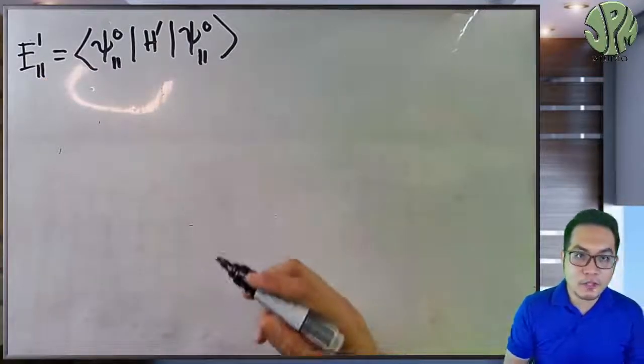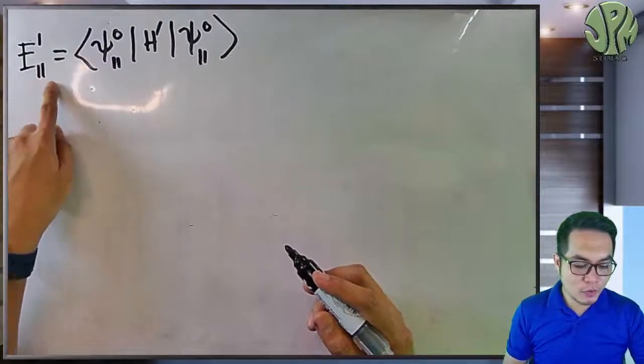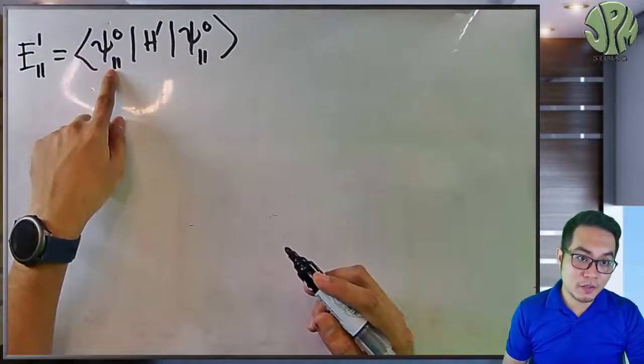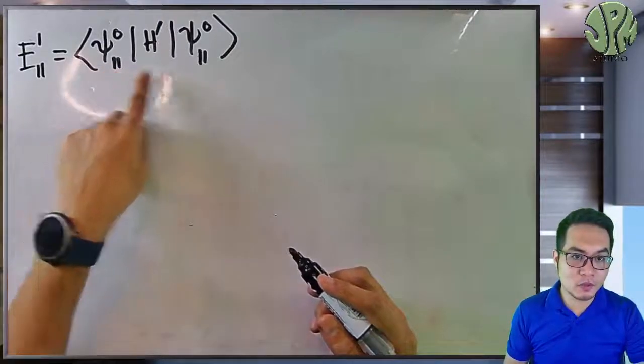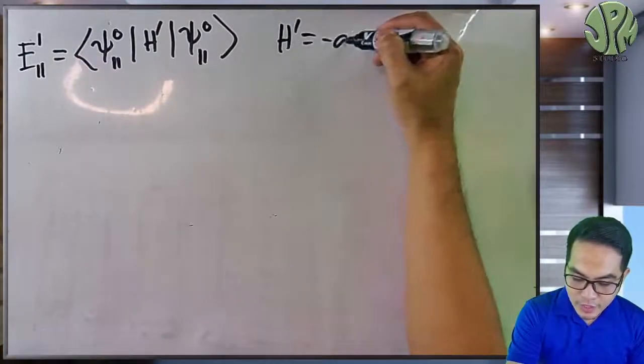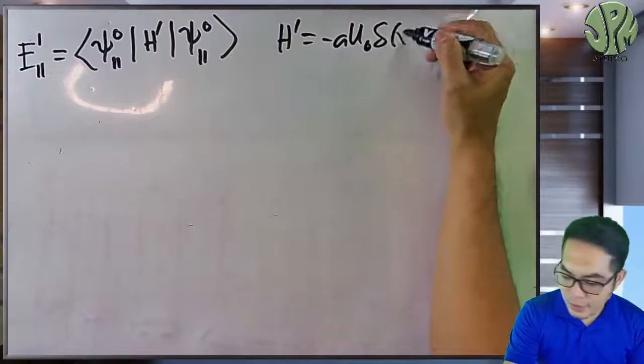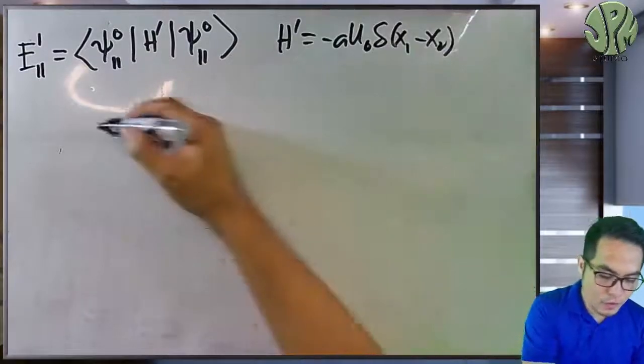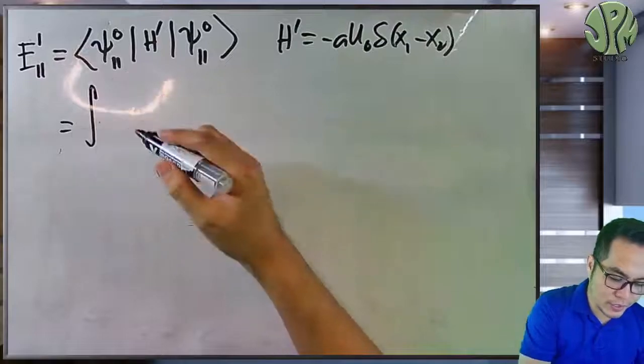Similarly, for the first excited state correction, you have E12. You use the first excited state psi 20 on both sides. Our H prime is negative A u naught times the delta function of x1 minus x2. Again, we need to convert this into the integral form.